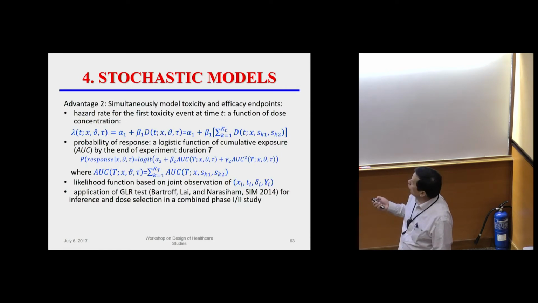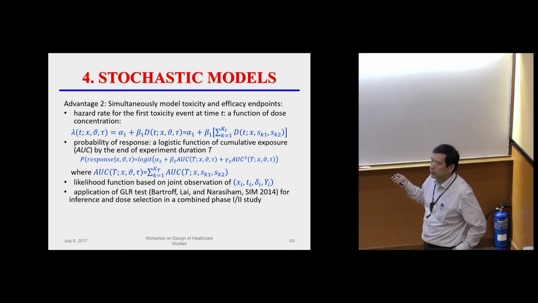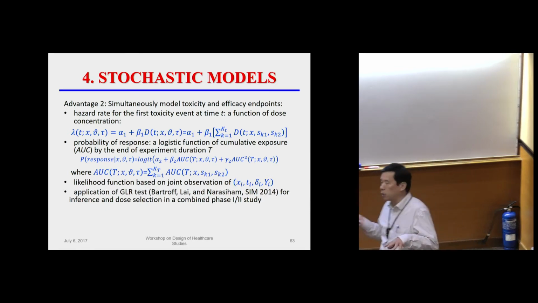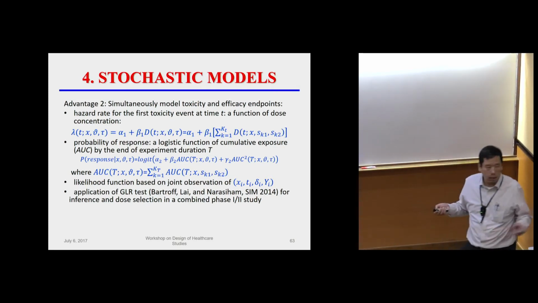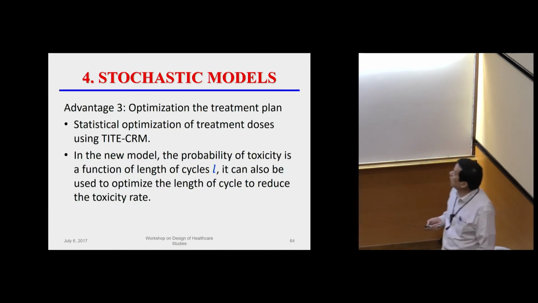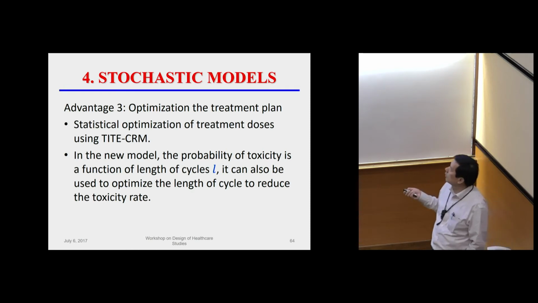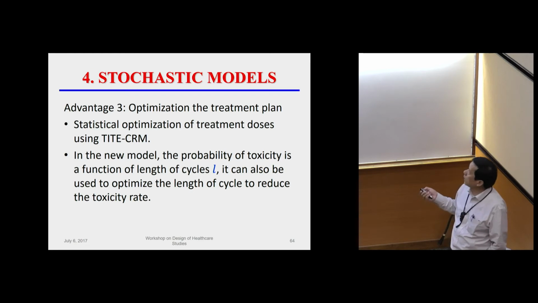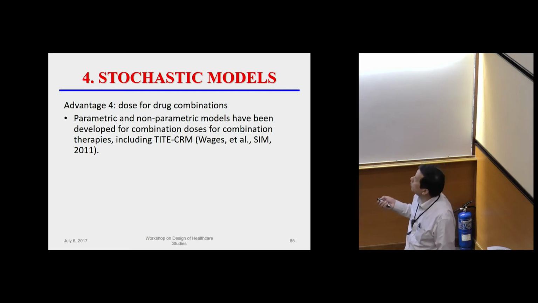The other thing is, once it's in the parametric family, we can do a lot of things. Like Bartroff, Lai and Narasimhan have this phase 1-2 trial based on generalized likelihood ratio, sequential. So they're testing the efficacy and the safety simultaneously. That will be very easy to plug in there. And also we can optimize the treatment plan, depending on the goal. You can look for long-term toxicity, or you can change your length of cycle, how long you treat them, how long you give them the break, to optimize the probability.